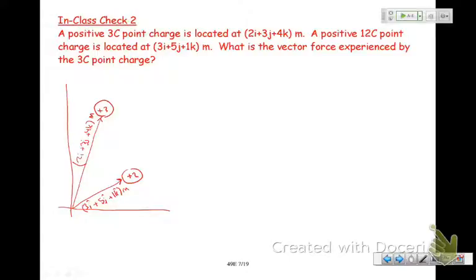Now it says, what is the vector force experienced by the 3 Coulomb charge? So on your diagram, is it an attractive or repulsive force? So there's the force I'm interested in. Call it Fe.